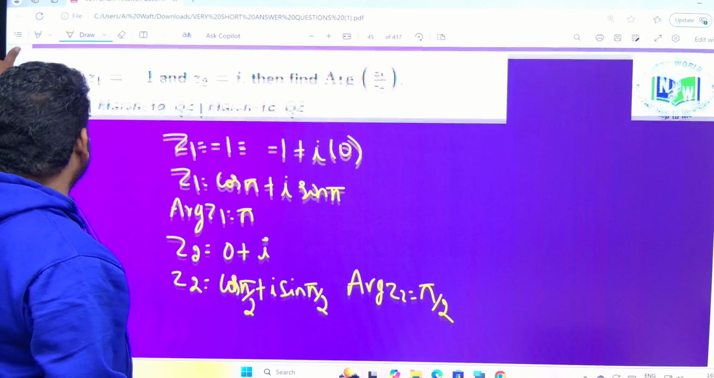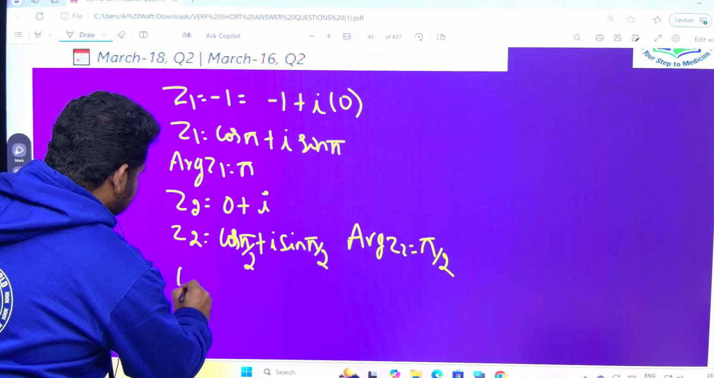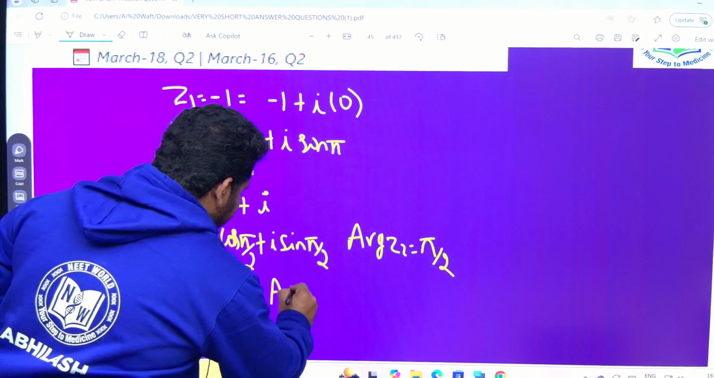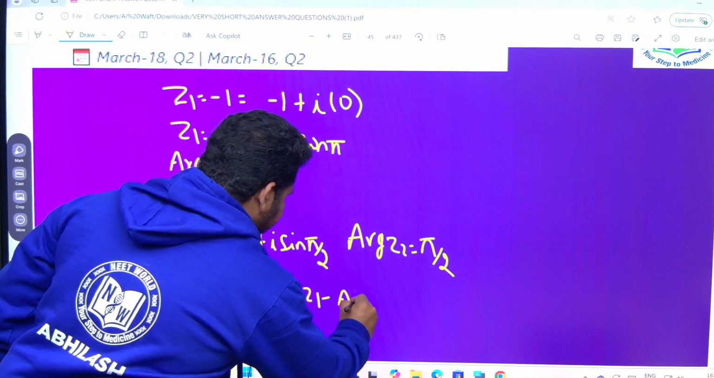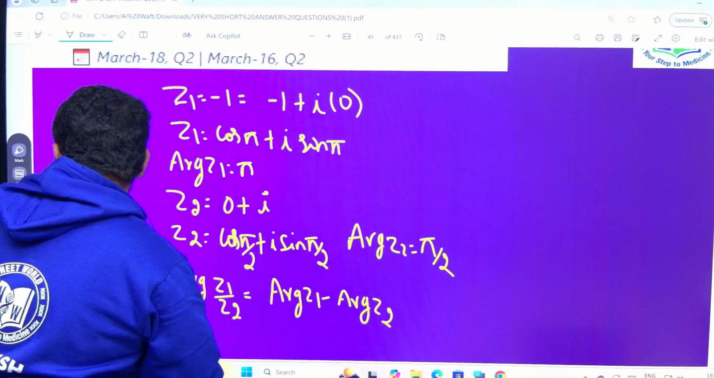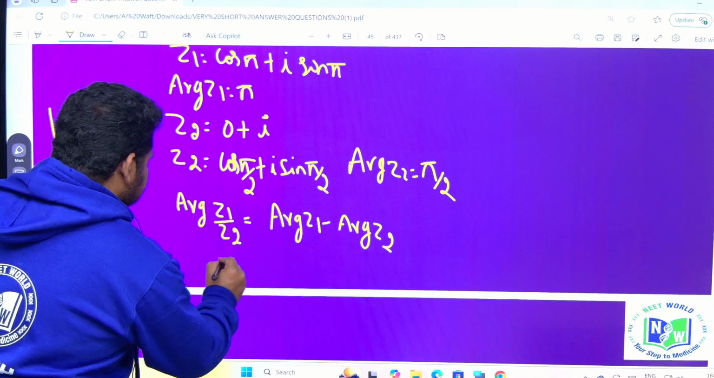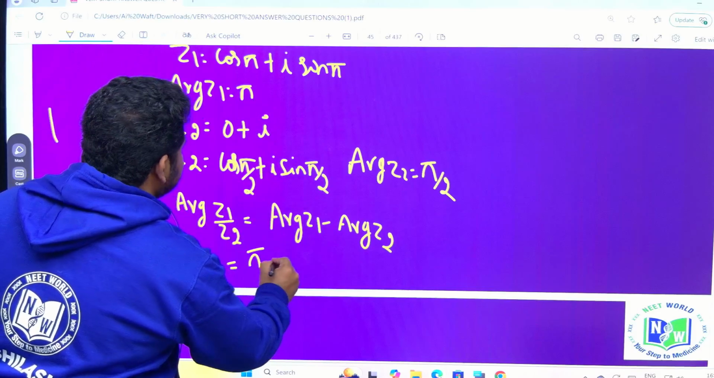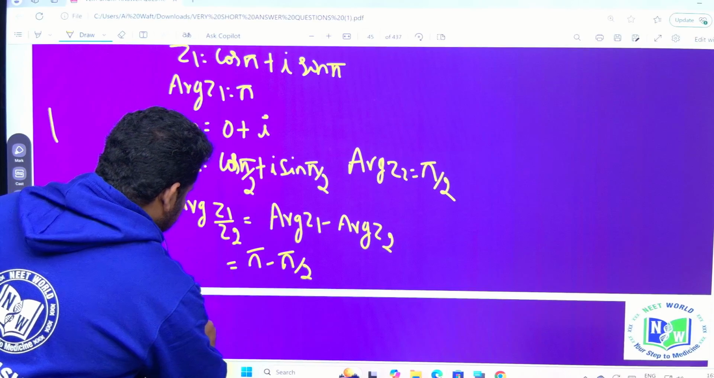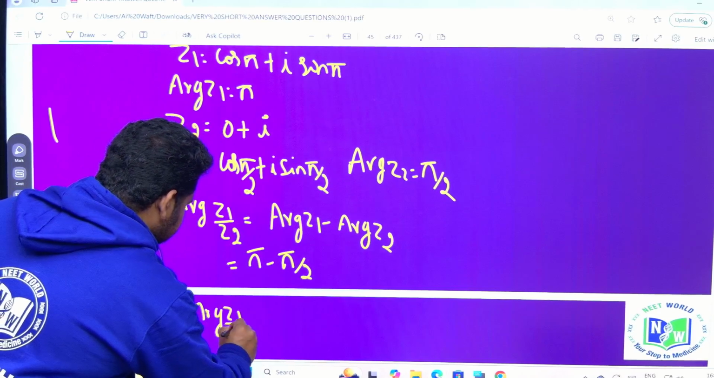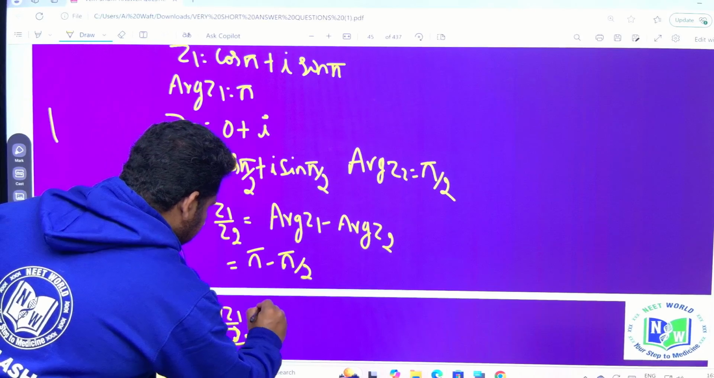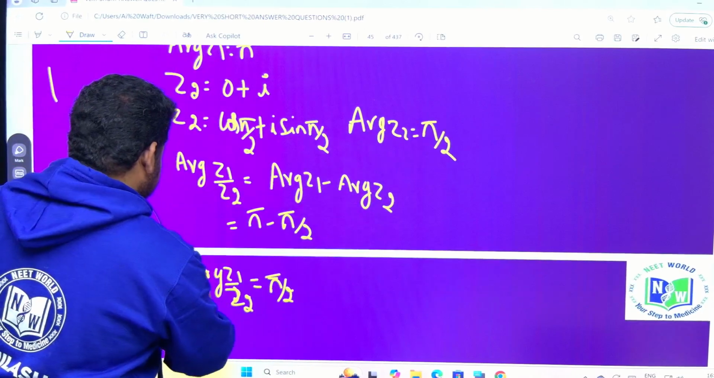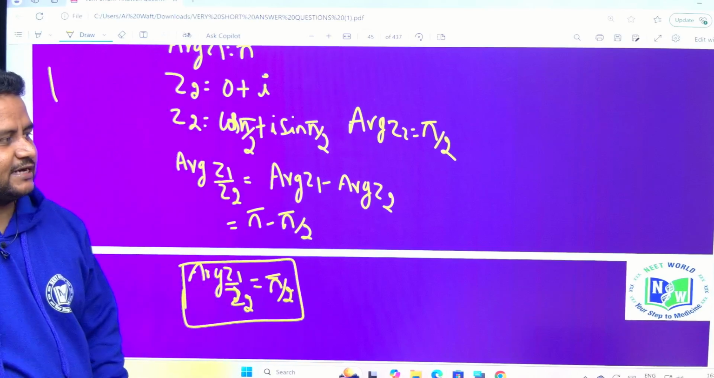So we have to find out argument of z1 by z2. Argument of z1 by z2 is nothing but equal to what? Argument of z1 minus argument of z2. So that is equal to, argument of z1 is pi, argument of z2 is pi by 2. So argument of z1 by z2 is equal to pi minus pi by 2, that is pi by 2. Here the correct answer is pi by 2, friends.